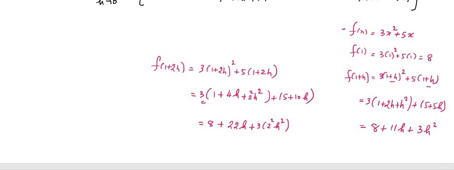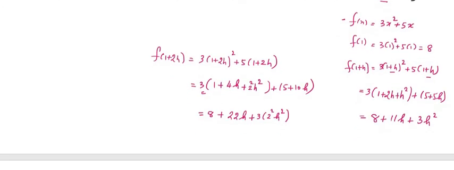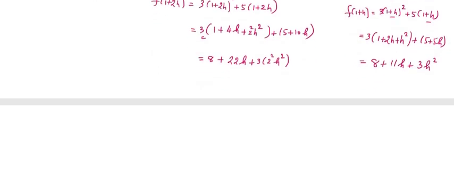We can find the last term from the formula. If I find the last term, we can get the pattern exactly, and we can group the terms accordingly. See, what is the last term? F of 1 plus (n minus 1)h.